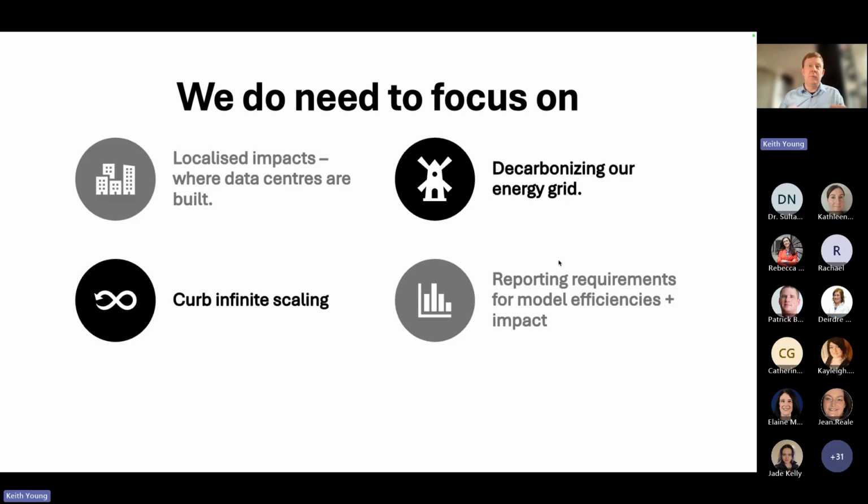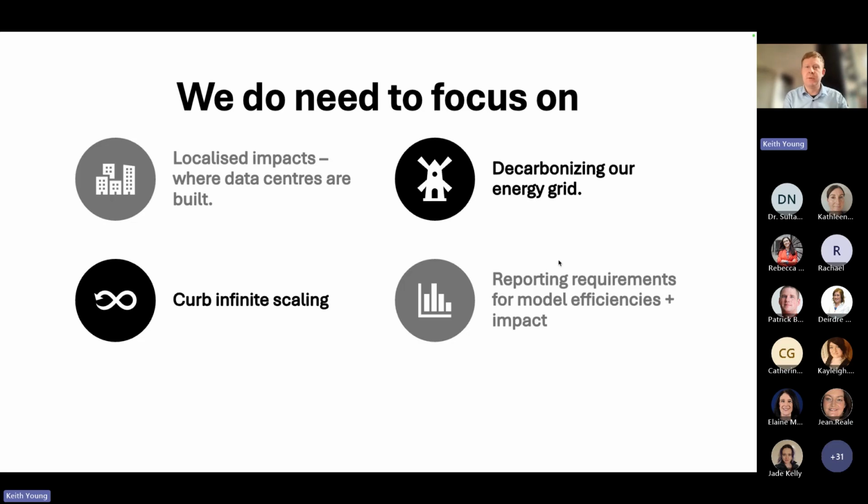For example, we need to really focus on the localized impacts of where data centers are built. Some of them are being built in areas with arid conditions where there's very little local water in the first place. We need to continue focusing on decarbonizing our energy grid. We particularly need to make sure that we curb infinite scaling from these companies, because if they keep scaling up so fast and keep building larger and larger data centers for larger and larger models, it's going to force energy providers to rely more on fossil fuels, and we need to avoid that. And we also need to improve reporting requirements for model efficiencies and impact. And actually, there's one company called Hugging Face.